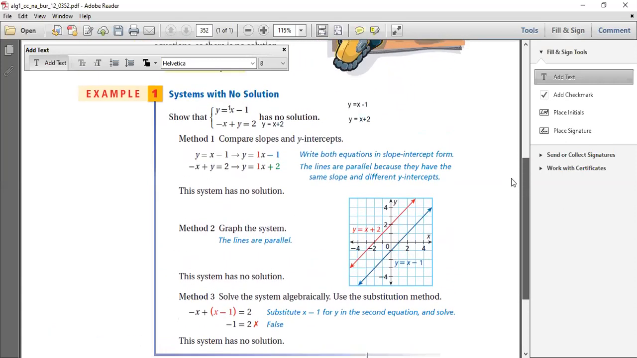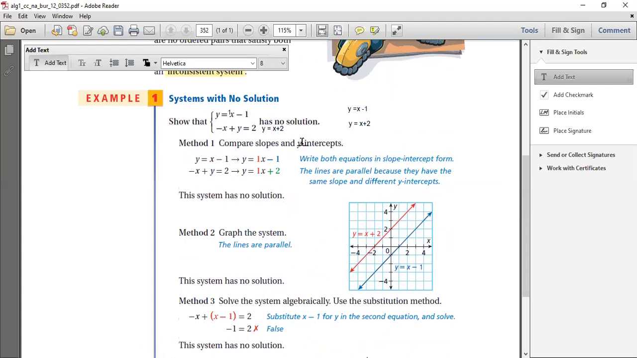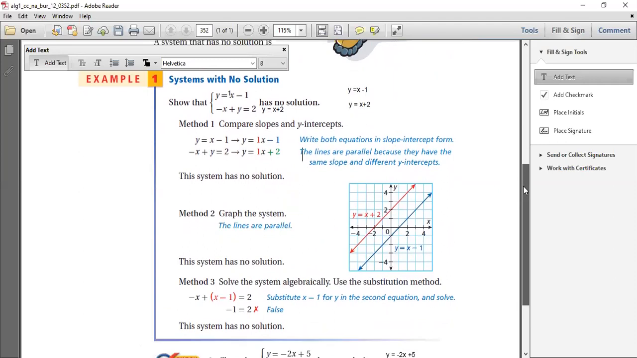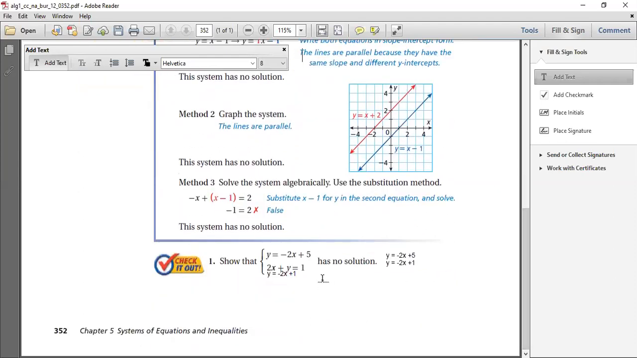That's how you have to write it. See how they have written? Just show how you did it and then say the system has no solution. You have to write this: the lines are parallel because they have the same slope and different y-intercepts. So just write there, the lines are parallel, so the system has no solution.